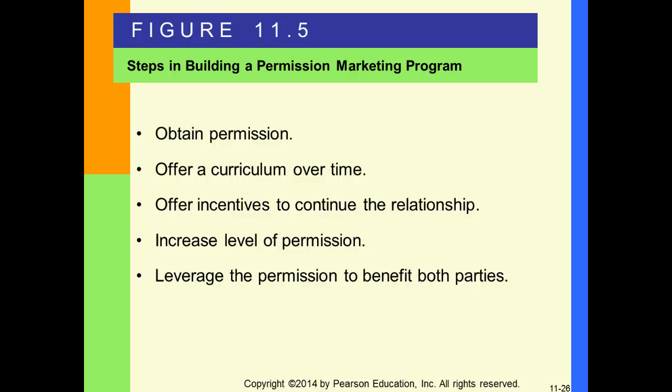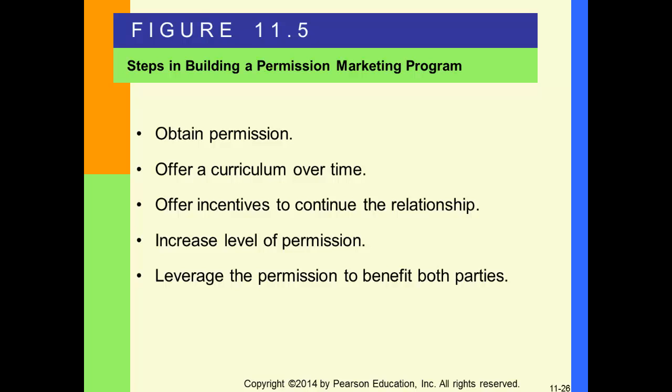The first step in building a permission marketing program is to obtain, like I said, the permission. This needs to be upfront and honest. The second step is to develop some type of curriculum or program. The third step is to offer incentives to continue that relationship. Now, the incentives should not end with just joining the program. At times, it can be discarded.